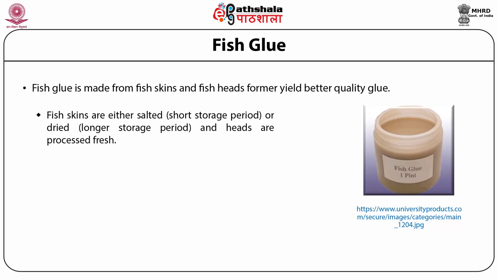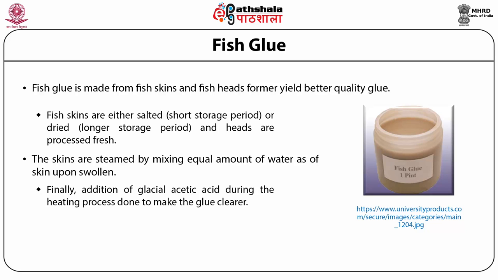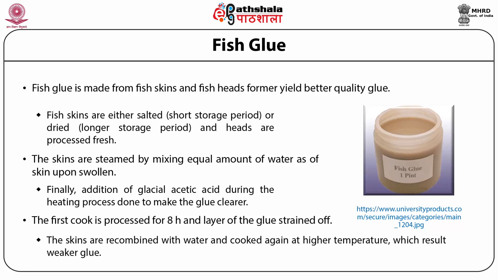For the extraction of the glue, skins are cooled and washed in cold running water in the roller mill. Thereafter, water treatment with 0.2% caustic soda or saturated lime, neutralized with 0.2% hydrochloric acid, and again rinsed in running cold water. The skins are steamed by mixing an equal amount of water as of skin upon swelling. Finally, glycolactic acid is added during the heating process so as to make the glue clearer. The first cook is processed for 8 hours and the layer of glue strained off. The skins are recombined with water and cooked again at a higher temperature, which results in weaker glue.